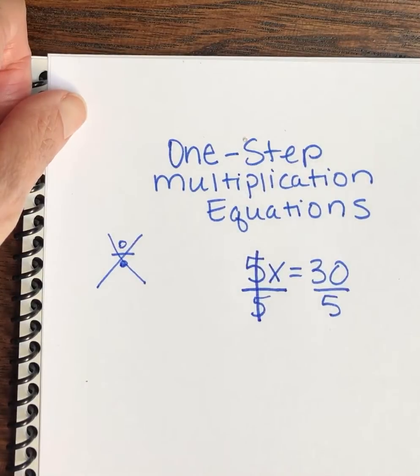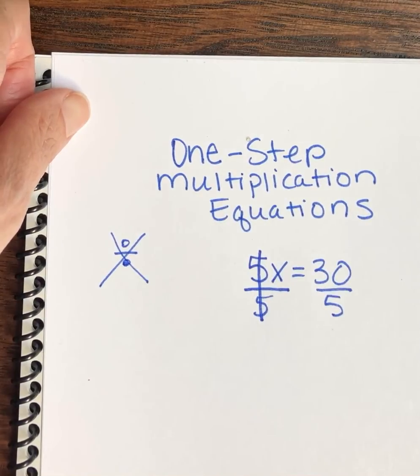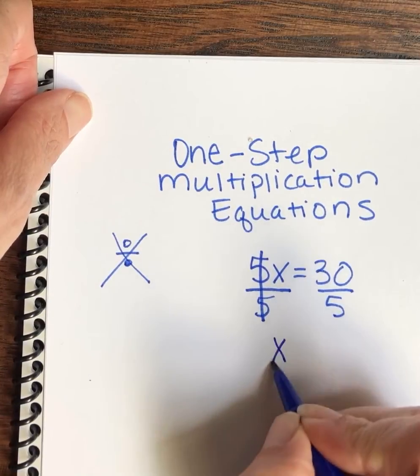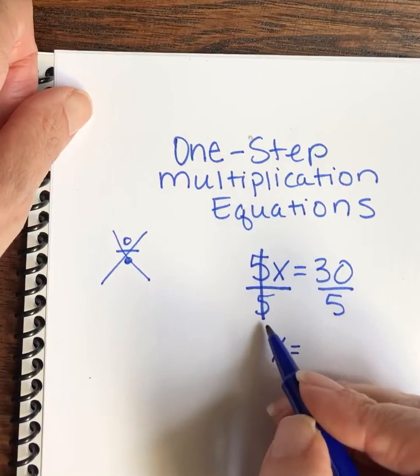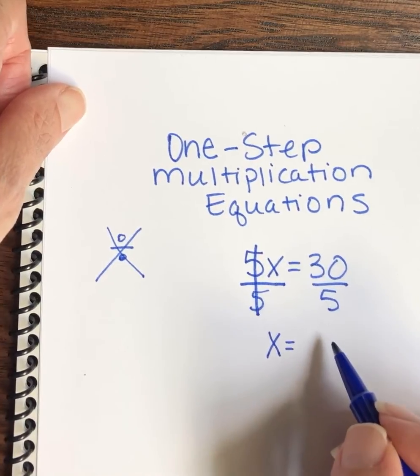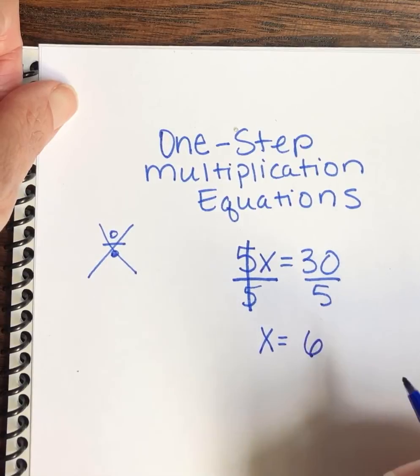And remember, we learned when we were in school that we don't have to write 1x. If there's just 1x, we can just write x. So 5 divided by 5 is just 1. So we just write x equals, and then 30 divided by 5 is 6.